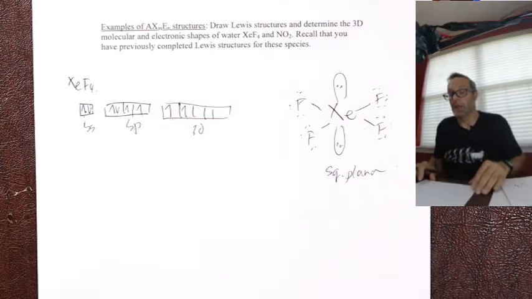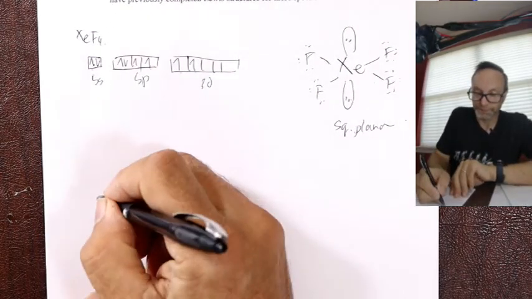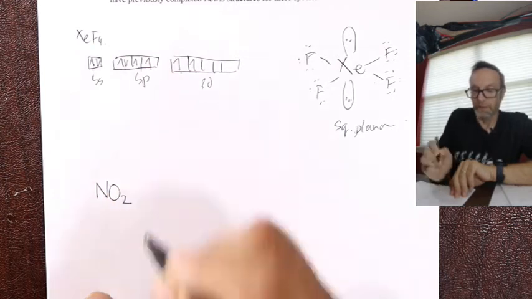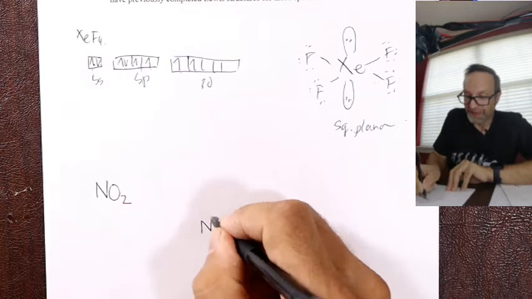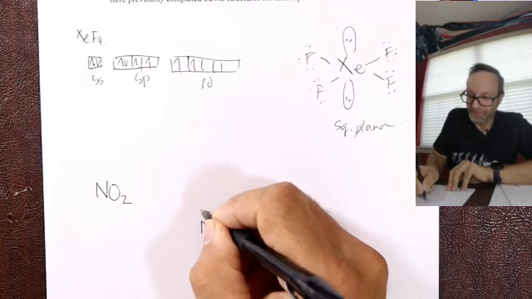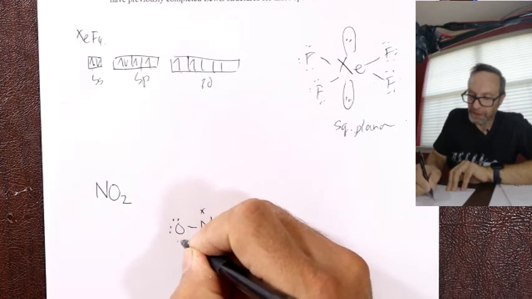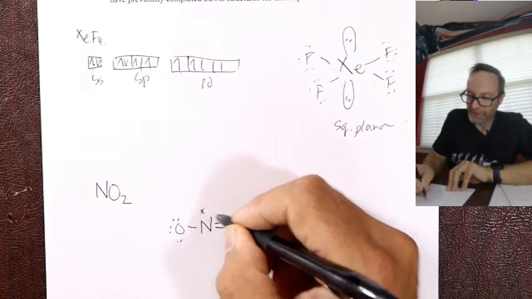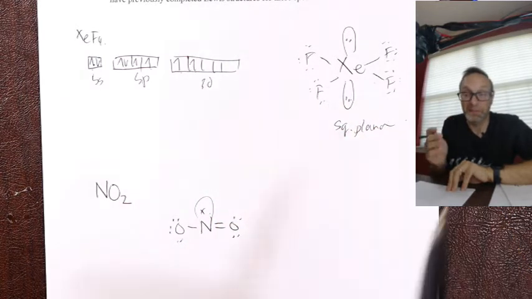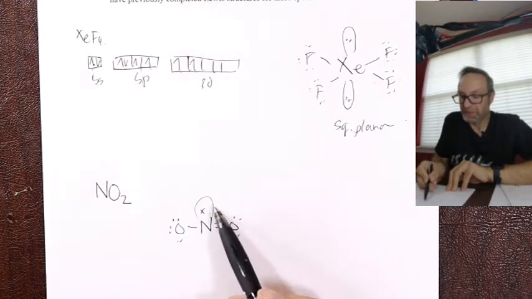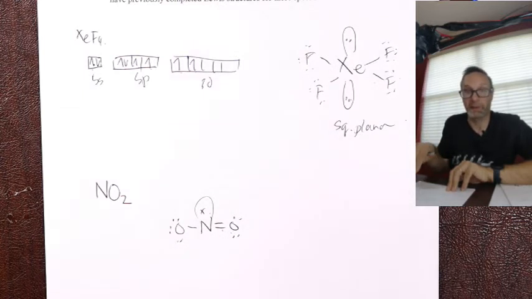Okay. Now NO2, we did that one earlier too, right? So NO2. All right. If you remember NO2, it had a couple of resonance forms. We'll draw one of them. The key thing with NO2 is three clumps. Hey, it's like a half-thick single clump. It's still a clump though, right? So that's three clumps around the center.